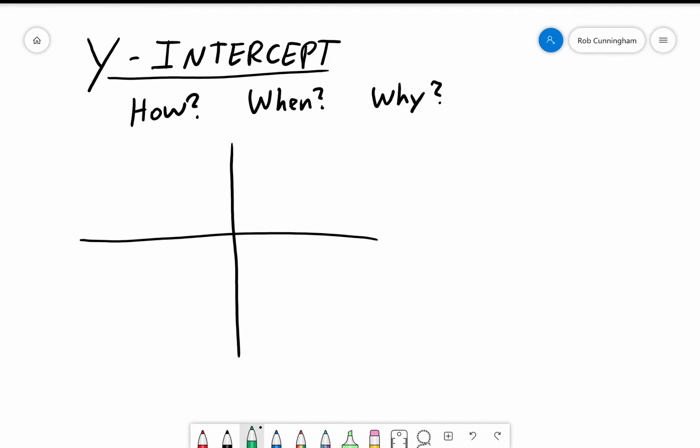Now let's say I've got some curve that goes through those axes, right? Somewhere along the way, that curve crosses the y-axis. In this case, it looks like it crosses the y-axis above 0, so it would be a positive number, but let's leave that out. It could cross anywhere. That y-intercept has a pair of coordinates like any other point, an x and a y.